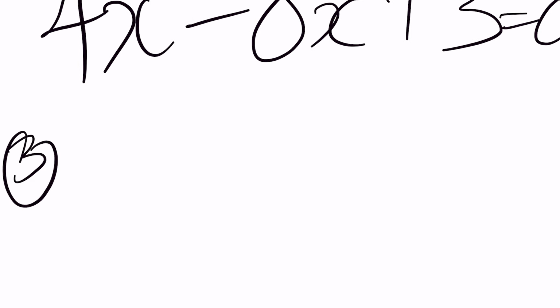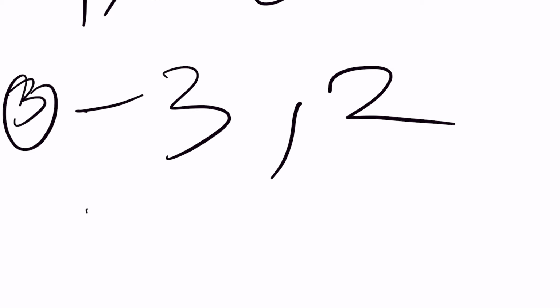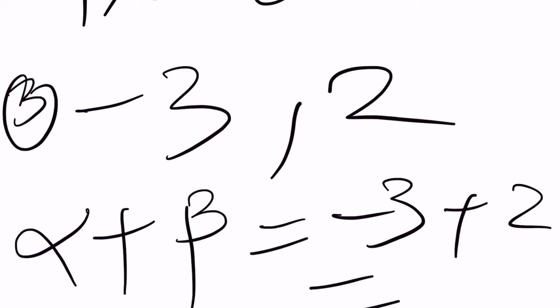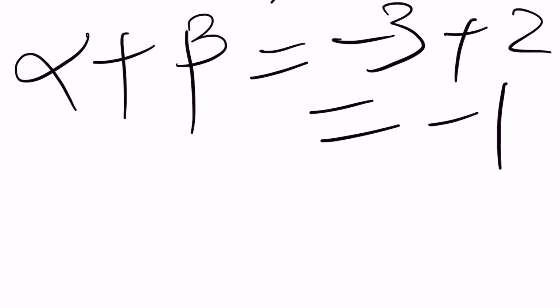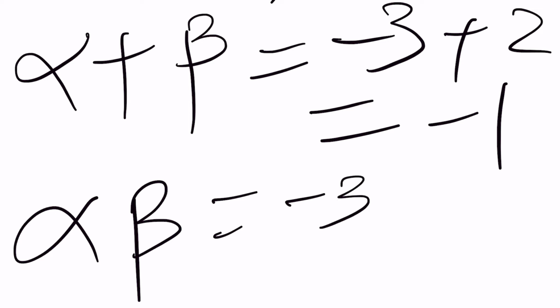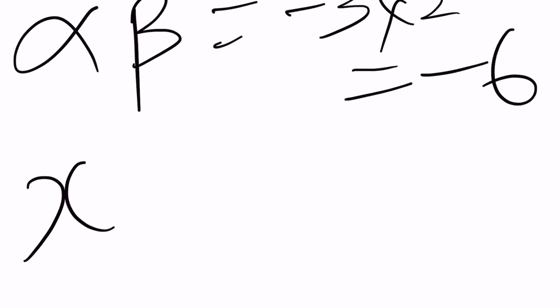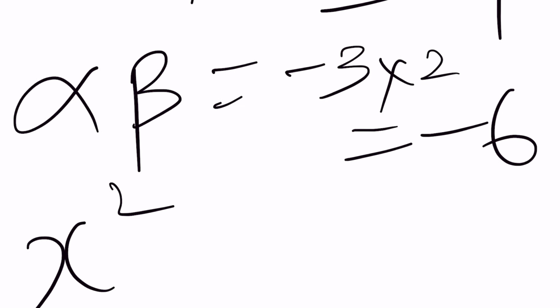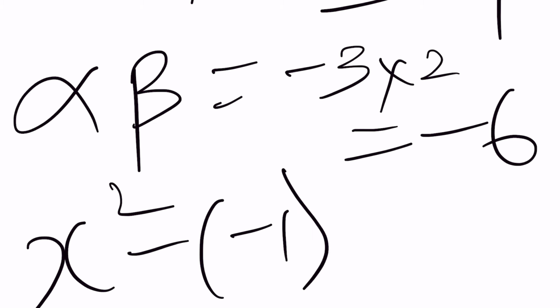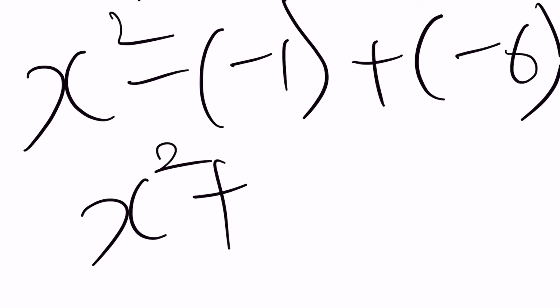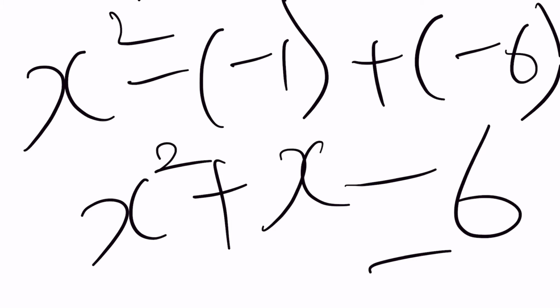Now, for the third one, where we have minus 3 and 2. Minus 3 plus 2 is minus 1. And we have minus 3 times 2 is minus 6. So we can have x squared, where we have minus, which will now be minus 1, plus minus 6. So we now have x squared plus x minus 6.